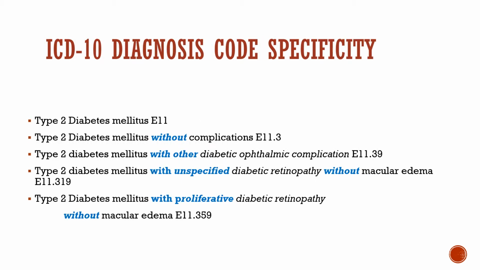The ICD-10 code for type 2 diabetes is E11. Without complications, you have the introduction of the 4th character. With other diabetic ophthalmic complication, you have the addition of 2 additional characters. With the addition of unspecified diabetic retinopathy without macular edema, you have the addition of 3 additional characters. And the same goes for the last category on the slide.